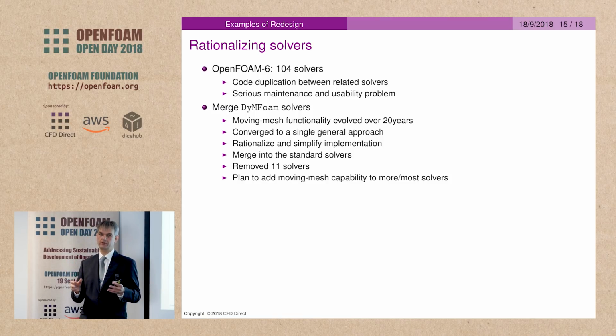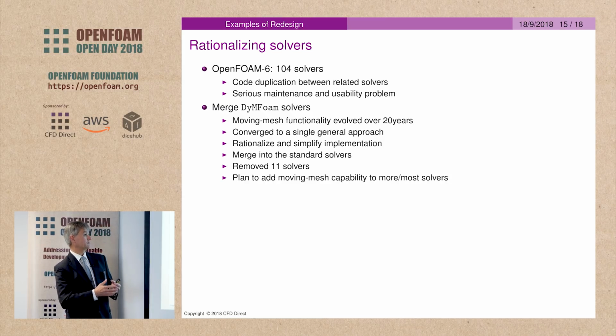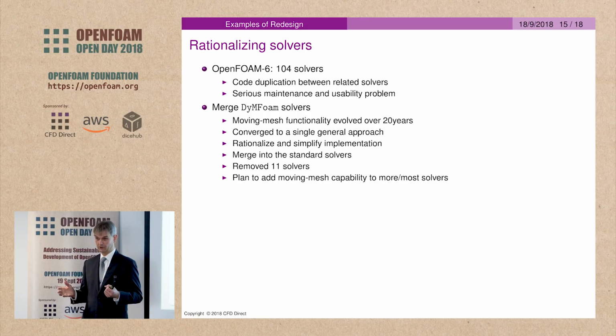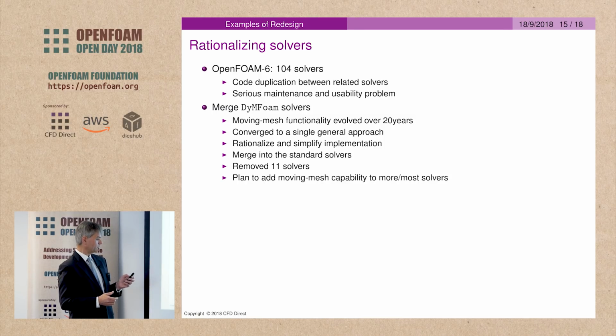Now we're involved more with the process industry. Moving meshes needs to be an option in almost any solver that can reasonably support it. So if we took that attitude and said actually put moving mesh capability in the current structure in all of the solvers, we'd end up with twice as many solvers. It's mental.